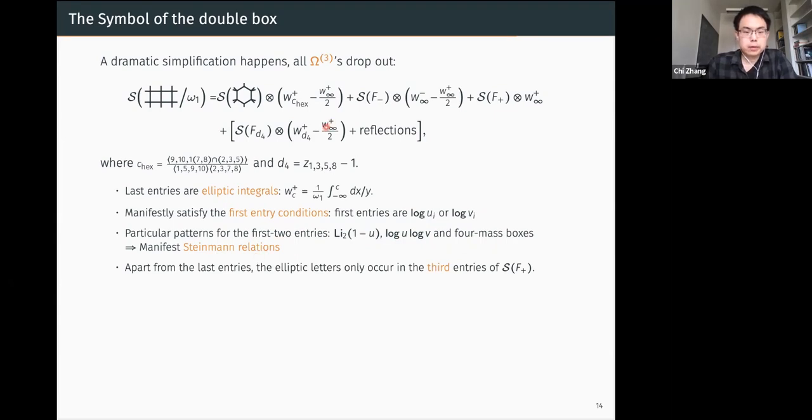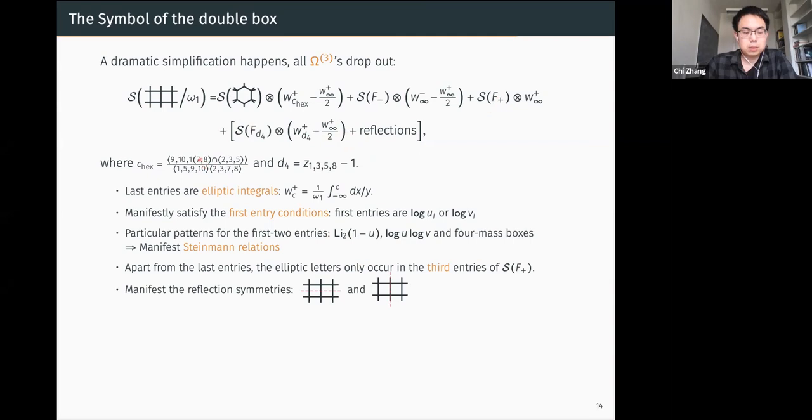Apart from the 7 last entries, the elliptic letters only appear at the third entry of this weight-3 function f plus. So in other words, the weight-3 functions associated with the other 6 last entries are simply polylogs.